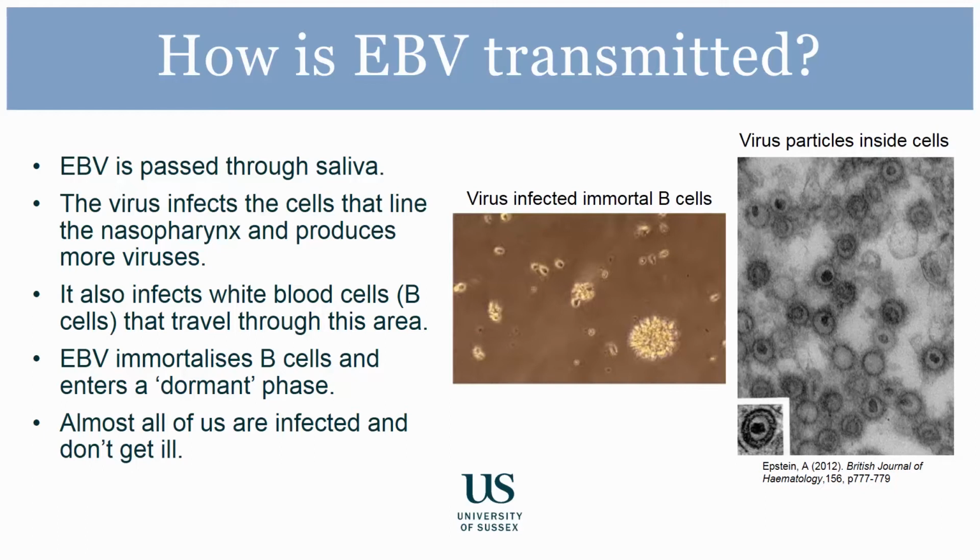But after it's infected this tissue at the top of the throat, it also infects white blood cells, a particular type of white blood cell called a B cell. And these cells travel around the body fighting infection, and they travel through this tissue, and that's how they come in contact with the virus. So it infects these white blood cells, these B cells, and these are the cells in which it enters this dormant phase and in which the cells become immortalized.